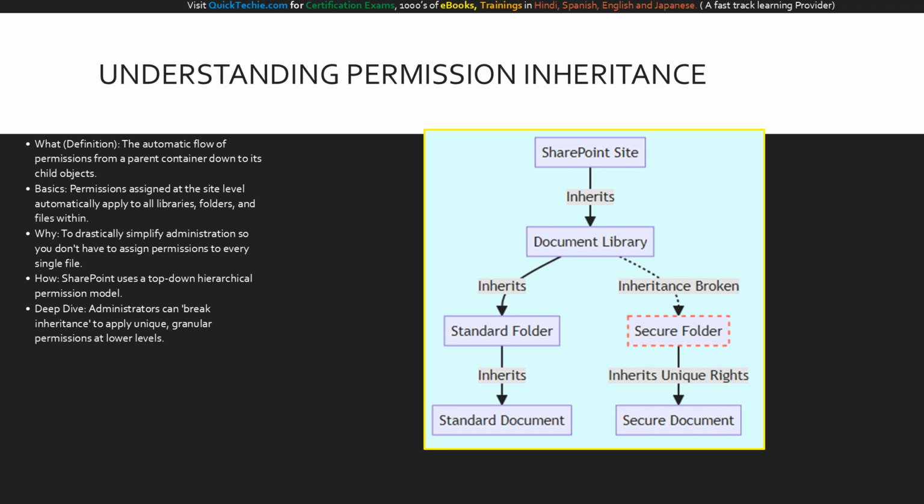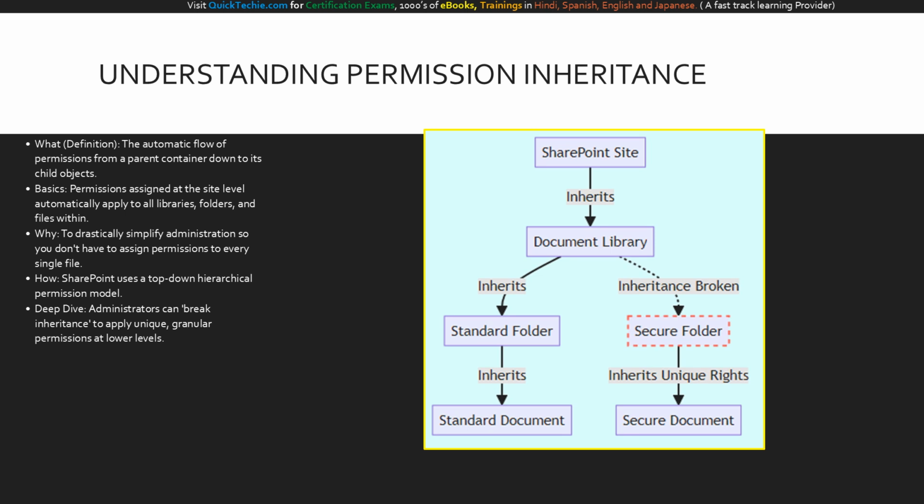Moving on to slide 3, we tackle one of the most powerful and sometimes misunderstood mechanisms in SharePoint: permission inheritance. What is it? By default, SharePoint uses a hierarchical permission model where objects inherit permissions from their parent container. The basics mean that if you grant a user member access at the site level, that access flows downward. Why does SharePoint do this? Efficiency. Imagine having to manually assign permissions to 10,000 individual files. Inheritance makes management infinitely easier.